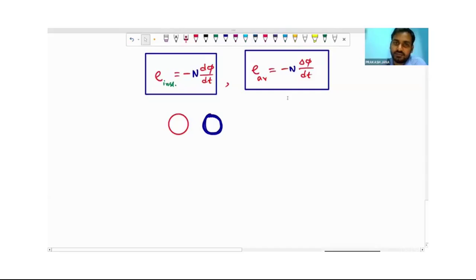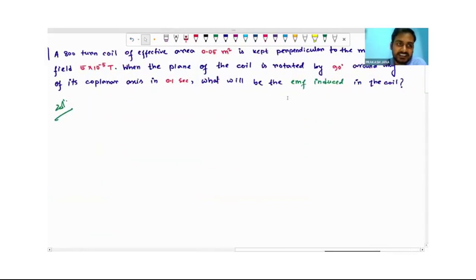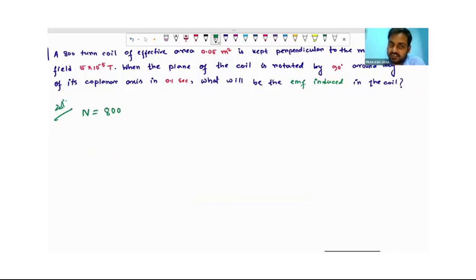Okay, so now we will move on to the problem. The problem is an 800 turn coil of effective area 0.05 meters square. What does it mean? The number of turns in the given coil is 800 and the effective area is 0.05 meters square. That is, we will write the cross-sectional area of the coil is 0.05 meter square, is kept perpendicular to the magnetic field B.